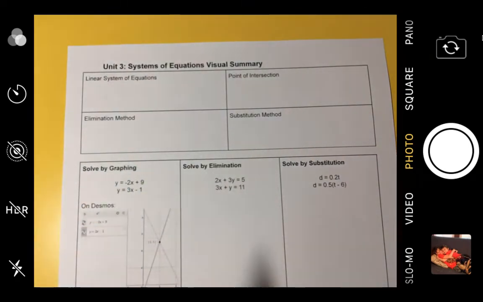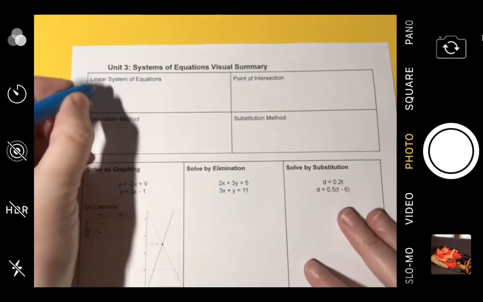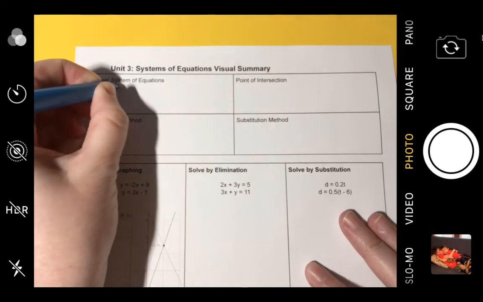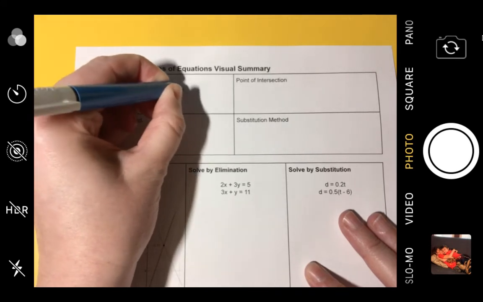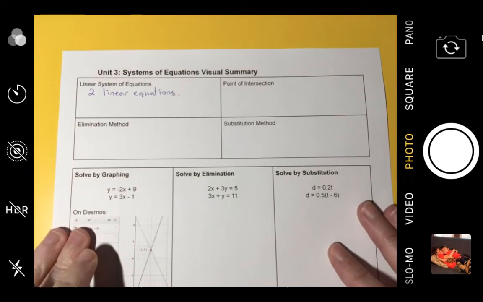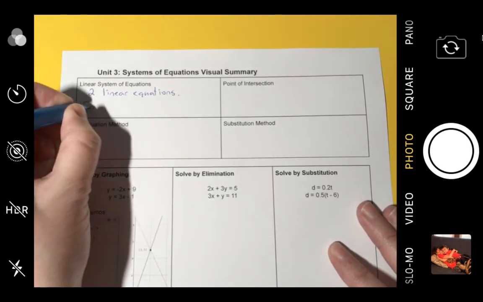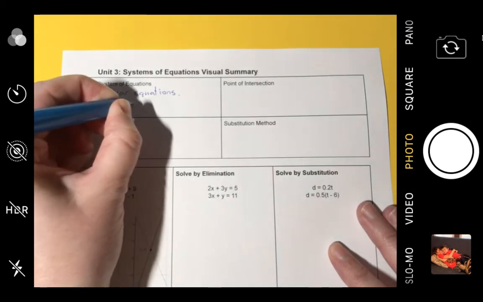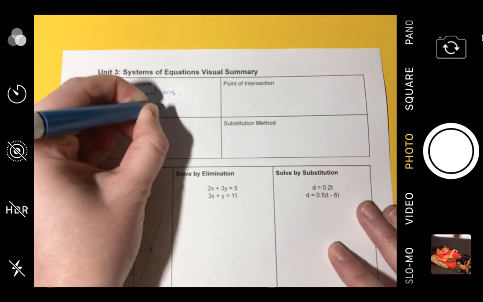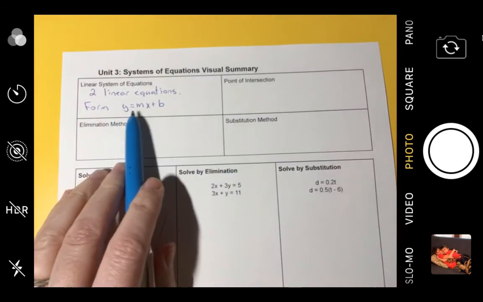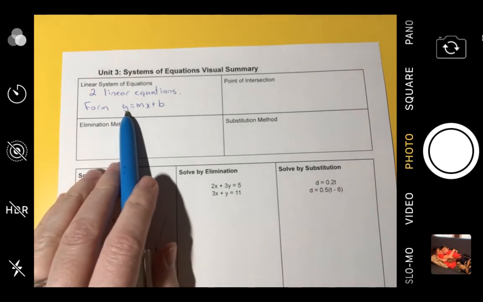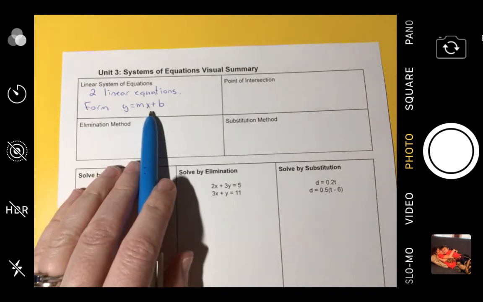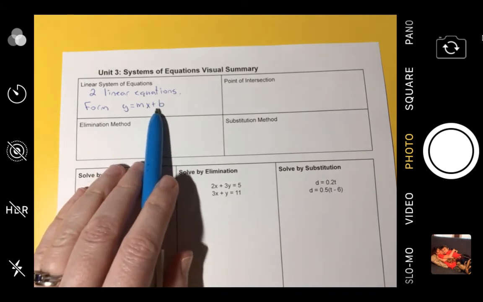So first of all, what in the world is a linear system of equations? Well, that's two linear equations. And remember, linear equations have the form y equals mx plus b. Now remember, they don't have to be in this order for it to be a linear equation. As long as one of the terms has a y in it, and one of the terms has an x, and the other term is just a number by itself, that can be a linear equation.